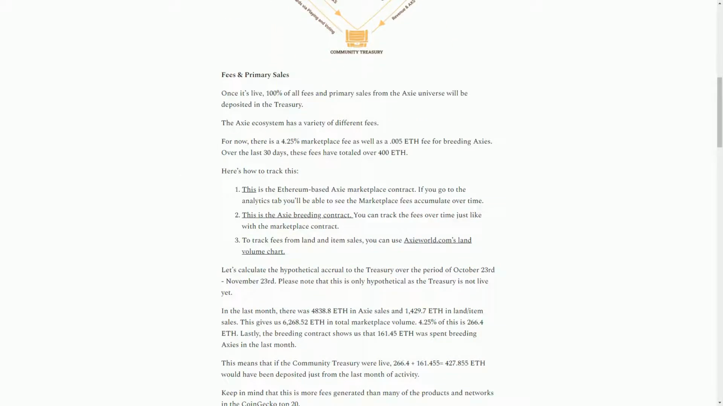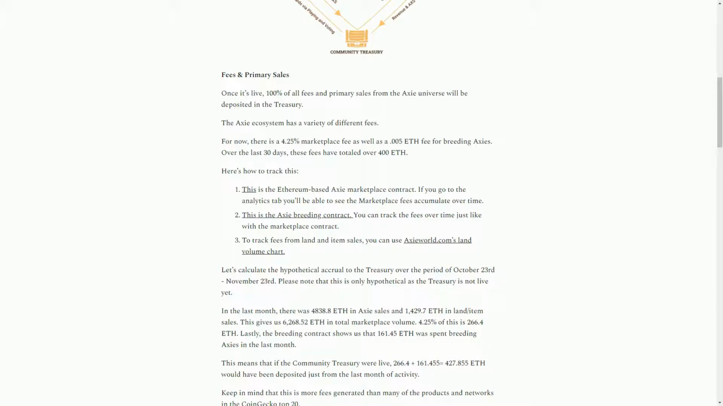Once it's live, and it's not live at the moment, 100% of all fees and primary sales from the Axie universe will go into the treasury. So what does that mean? At the moment, if you buy and sell Axies, there's a 4.25% fee on those purchases, and there is also this breeding fee. If you're breeding Axies, it costs a certain amount of ETH to breed. You can see here when this was written, over the last month, that was 400 ETH. Obviously, ETH wasn't worth $1,400 then; it was probably about half that.